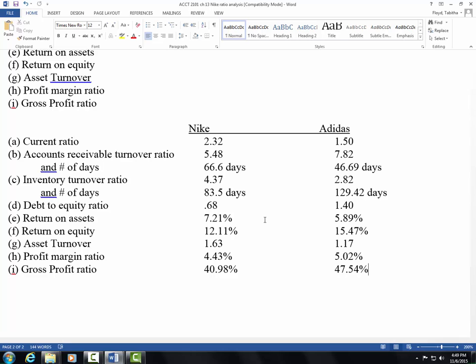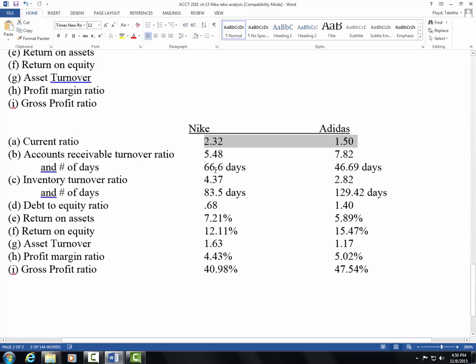All right, current ratio measures liquidity. Both of them are fine. There's no problems with either one of these ratios. We want the current ratio to be over 1, and they both are. So both of these companies have more current assets than they have current liabilities, and they should not have problems paying their bills as they become due. So both of them pass that ratio.